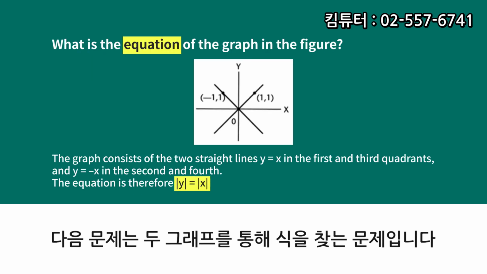The next question is, what is the equation of the graph in the figure? As you can see, the graph consists of two straight lines: y equals x in the first and third quadrants, and y equals minus x in the second and fourth quadrants. Therefore, we are able to use the absolute value.